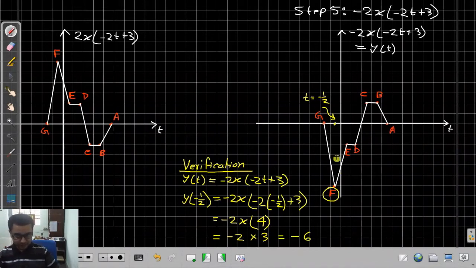So this seems correct. You should do this verification for a few more points, like what should be the value at say t equals 2.5, and check whether it is same as 2 or not. Okay. Now let me just go back.